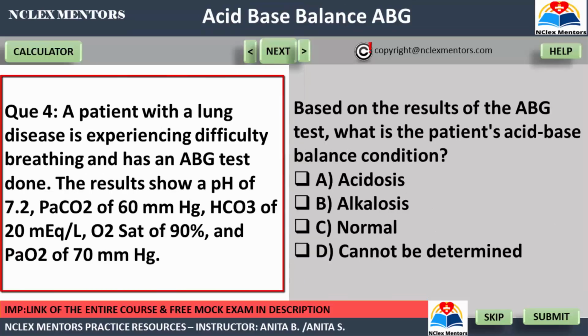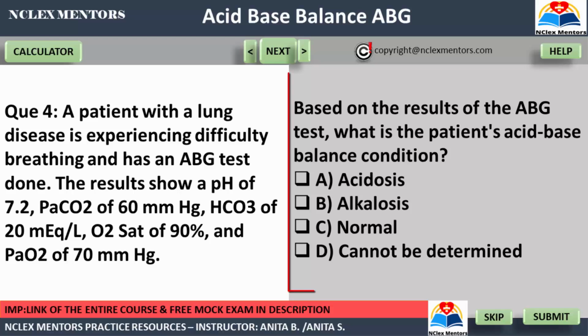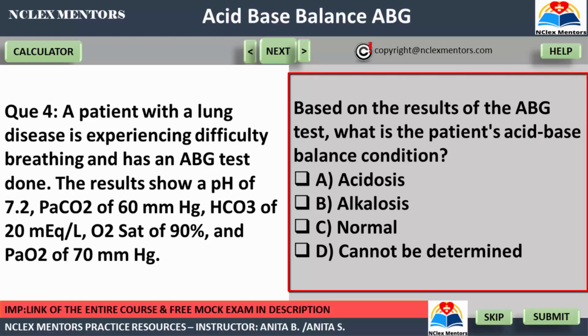A patient with a lung disease is experiencing difficulty breathing and has an arterial blood gas test done. The results show up as pH 7.2, partial pressure of carbon dioxide of 60 millimeters of mercury, bicarbonate of 20 milliequivalent per liter, oxygen saturation of 90%, and partial pressure of oxygen of 70 millimeters of mercury. The question is, based on the results of the arterial blood gas test, what is the patient's acid-base balance condition?